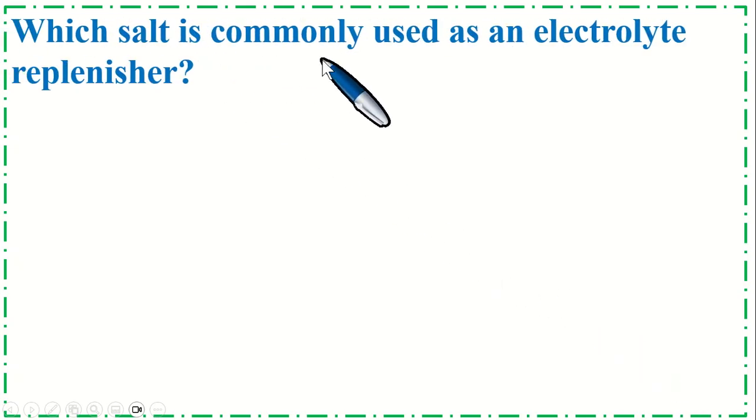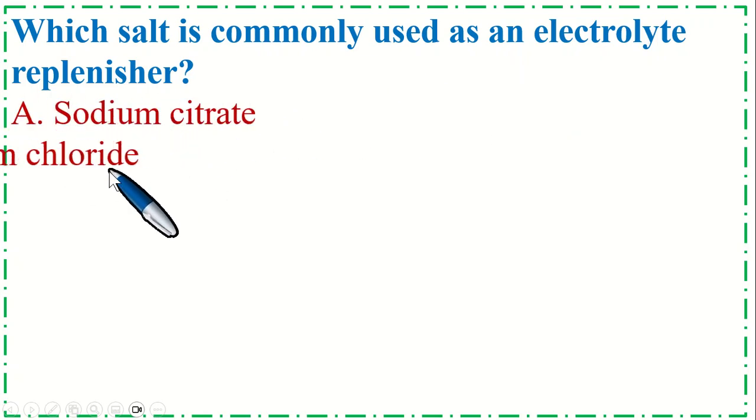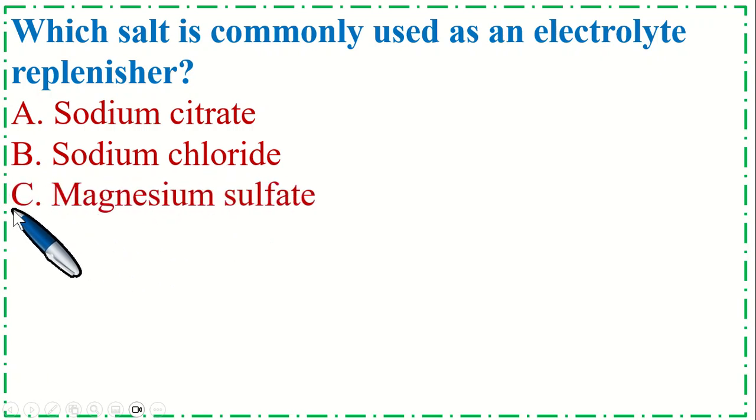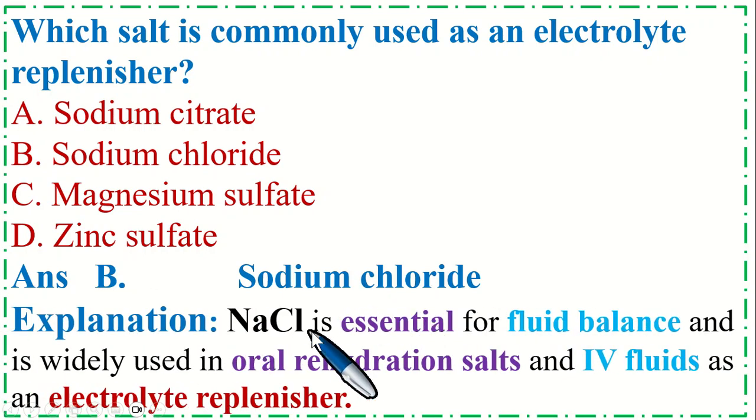Which salt is commonly used as an electrolyte replenisher? Option A, sodium citrate, B, sodium chloride, C, magnesium sulfate, and option D, zinc sulfate. So the correct option is B, sodium chloride. NaCl is essential for fluid balance and is widely used in oral rehydration salts and IV fluids as an electrolyte replenisher.